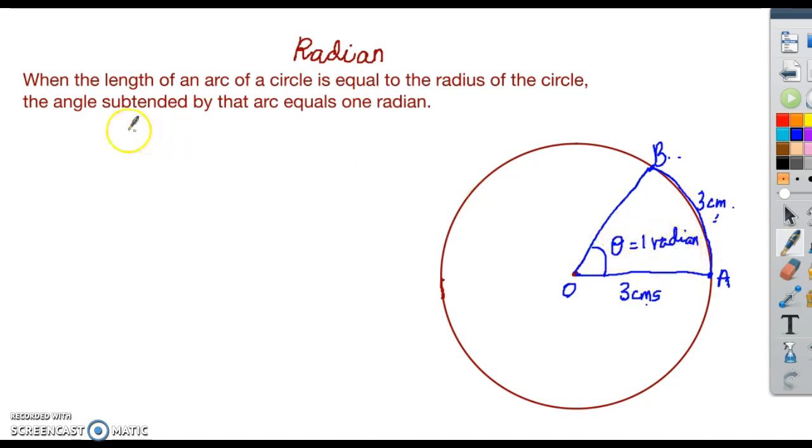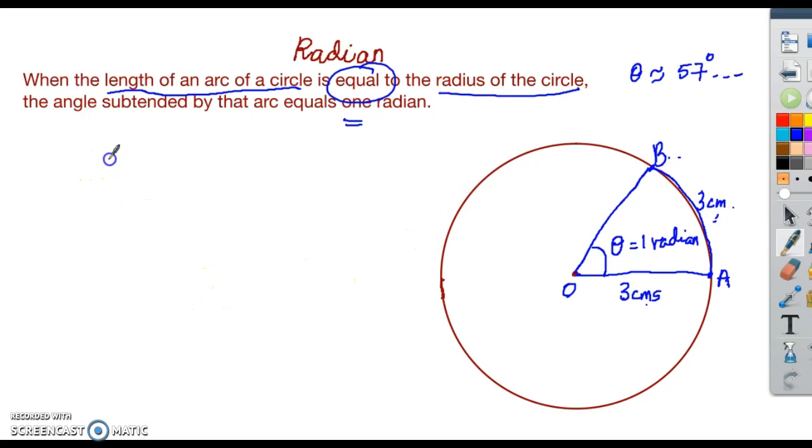So now if you try to read the definition, when the length of an arc of a circle is equal to the radius of the circle, which is an example that I showed you in this diagram, the radius is 3, the length of the arc AB is also 3. When that happens, the angle subtended by that arc equals 1 radian. Now, in degree measures, a radian will be approximately 57 point something degrees.